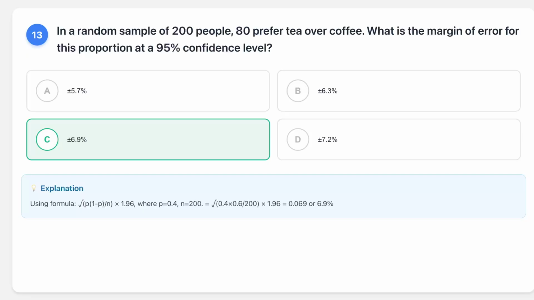Explanation. Using the formula, square root of P(1-P)/N, times 1.96, where P equals 0.4 and N equals 200, the square root of 0.4 x 0.6/200, times 1.96, equals 0.069 or 6.9%.